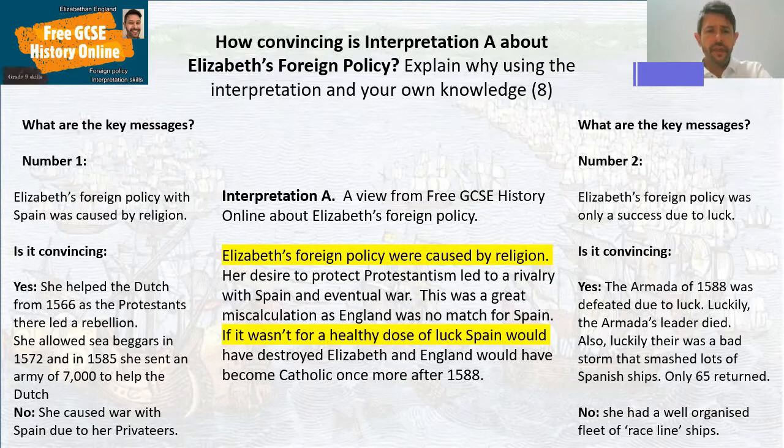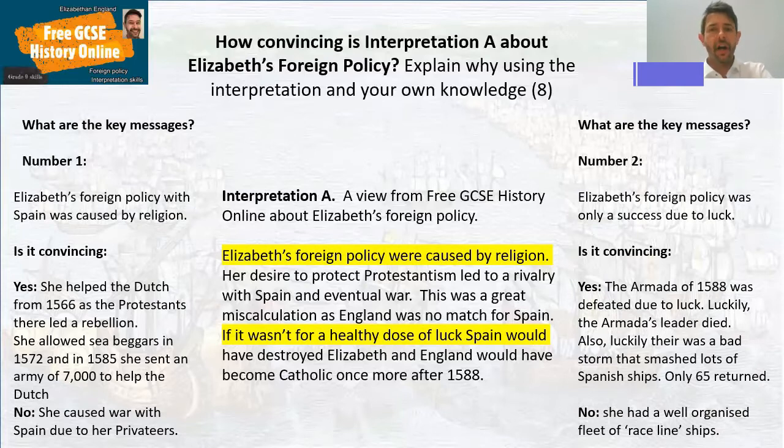And you could say, no, it's not all about religion. There were other things like money making. They were attacking the Spanish with their privateers and their pirates. And you could talk about Drake and his work in that respect. Number 2, secondly, so the idea of luck, is it convincing? Yes, it is, because the Armada was defeated with luck.